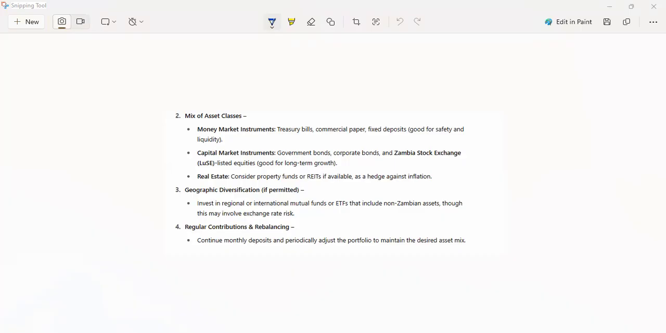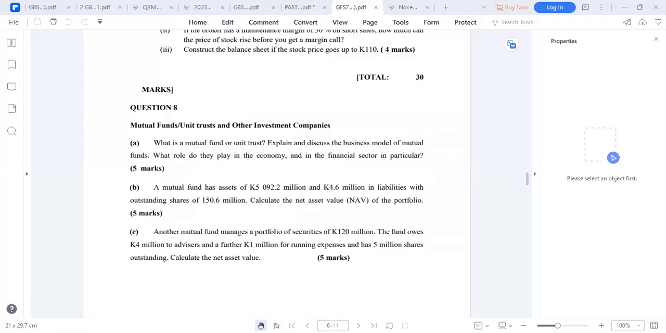Okay. So let's look at mutual funds. Question number 8. Eight reads: what is a mutual fund or unit trust, and explain and discuss the business models of mutual funds and the role they play in the economy and the financial sector.